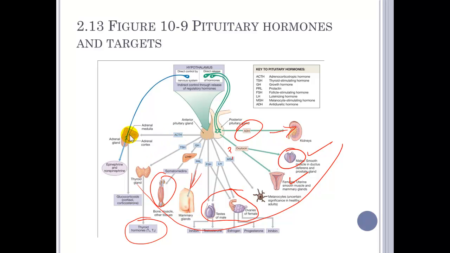Adrenocorticotropic hormone targets the adrenal cortex. Epinephrine and norepinephrine come directly from the nervous system through sympathetic stimulus, fight or flight, and then glucocorticoids, cortisol, and corticosterones are released through interaction with the glucocorticoids.